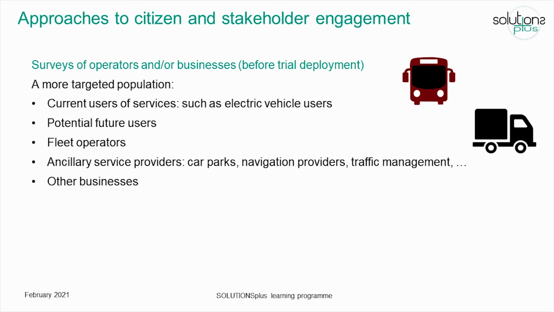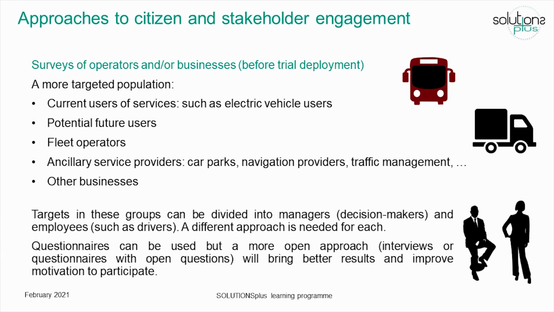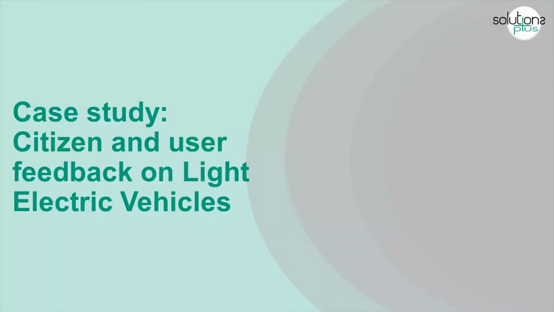Other businesses such as retail, office and leisure operators with respect to access to their premises by customers or employees are also a key consideration. Crucially, all of these groups can be divided into two main subgroups: managers, who are the decision makers, who will be concerned as to how measures or services affect their business, and workers, for example drivers of vehicles, who will often be the ones having to use a service or comply with new rules or procedures. A different approach is needed for each, managers and workers.